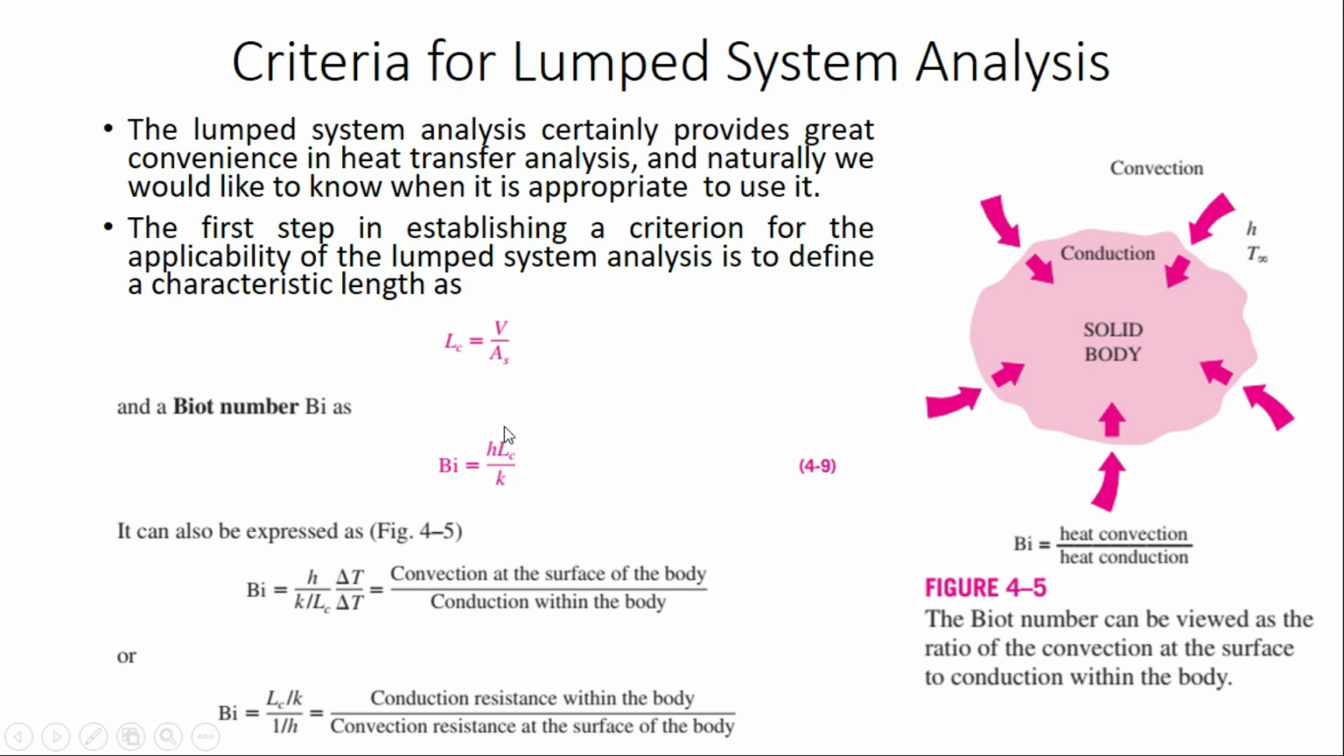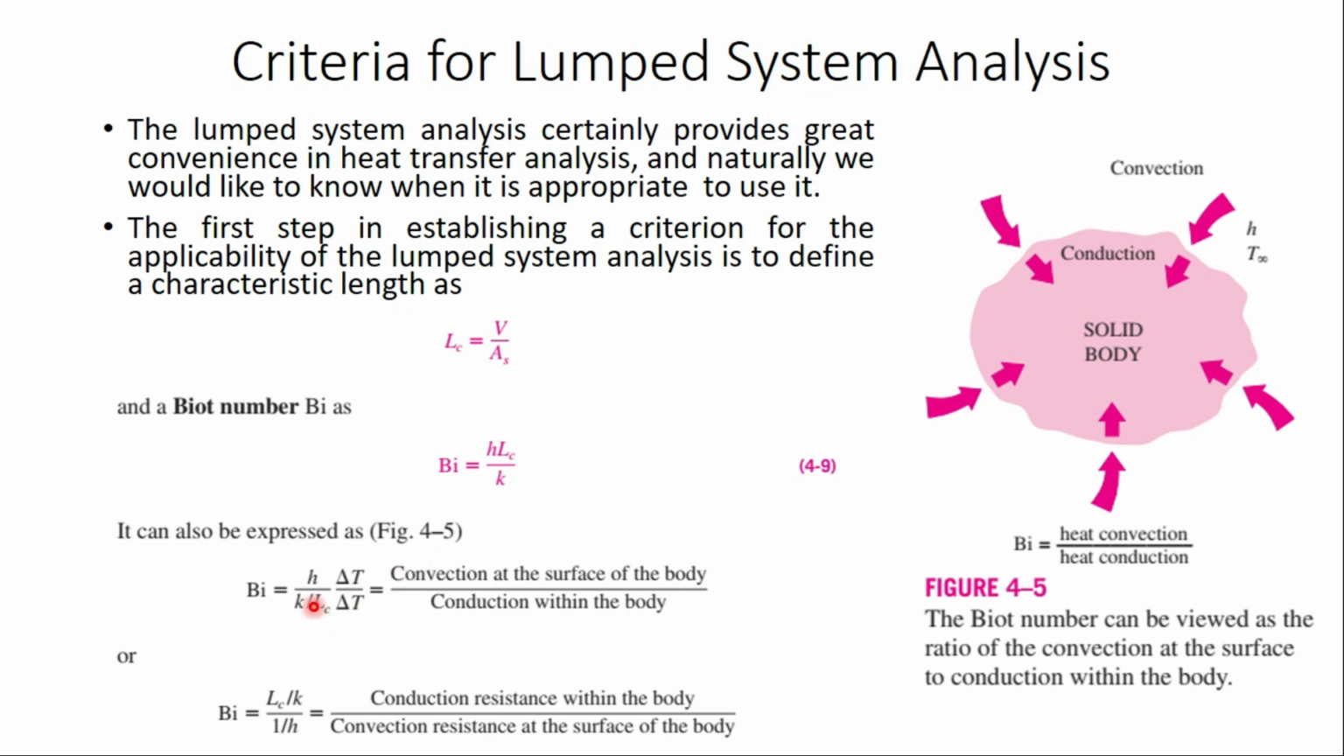So here is an important parameter, the Biot number, that can be used for the lumped system analysis. So what is the Biot number? Sometimes it is pronounced one way, and some say another. It is up to you. Biot number is the ratio of heat convection divided by the heat conduction. It can also be expressed as the convection at the surface of the body divided by the conduction within the body, right? So it is represented by the convective heat transfer coefficient, characteristic length, over k, right?